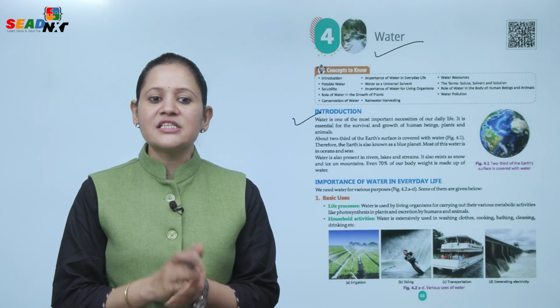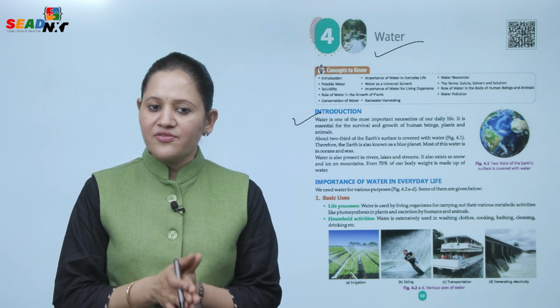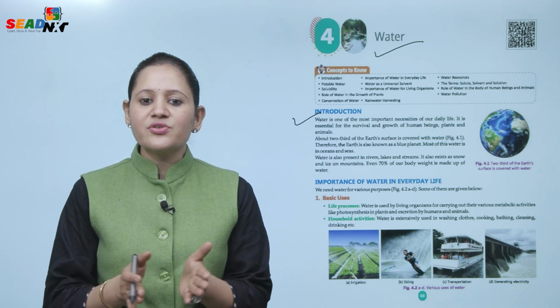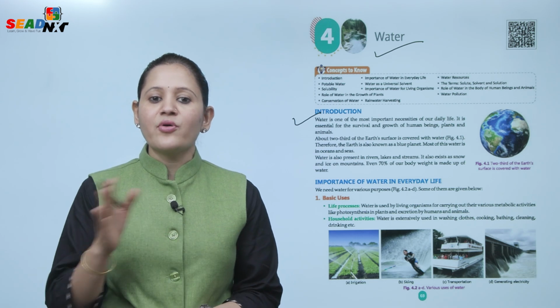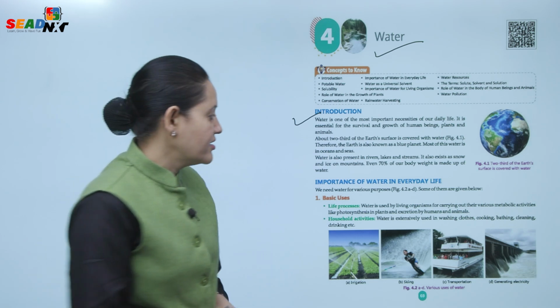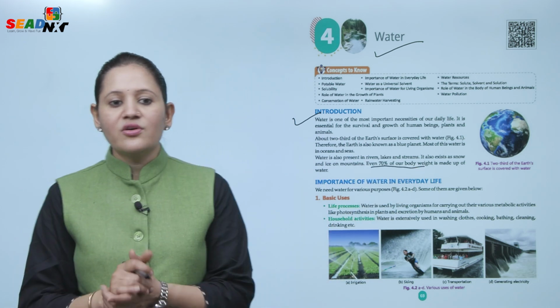Most of the water is in oceans and seas. Water is also present in rivers, lakes and streams. It also exists in snow and ice on mountains. Even 70% of our body weight is made up of water.